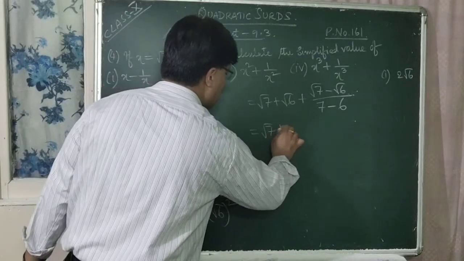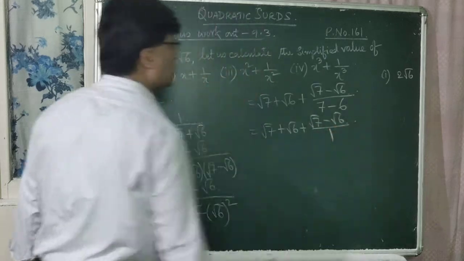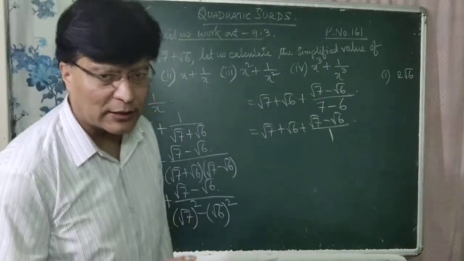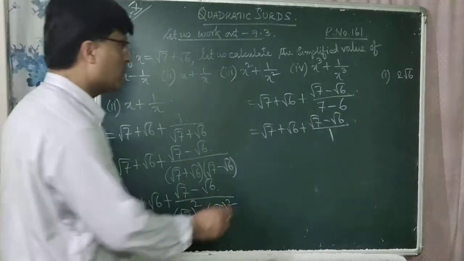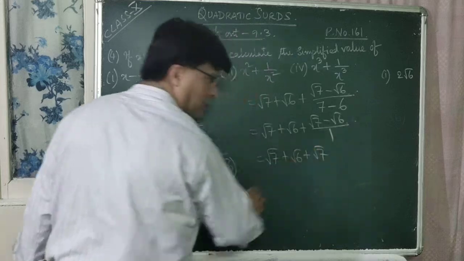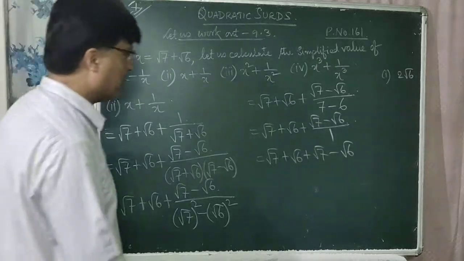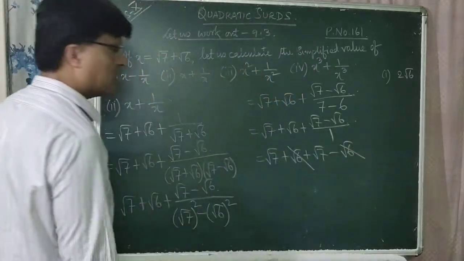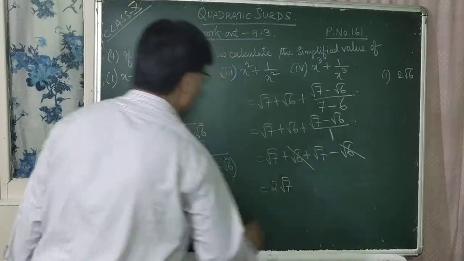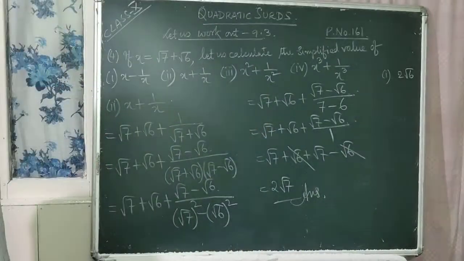So which is equal to root 7 plus root 6 plus root 7 minus root 6, divided by, what is 7 minus 6? That is 1. So if there is 1 in the denominator, usually we don't write it. Okay. So let us simplify now. Root 7 plus root 6 plus root 7 minus root 6. So here you can cancel. This plus root 6 and minus root 6 get cancelled. So what is root 7 plus root 7? It is 2 root 7. So this is the answer for number 2.